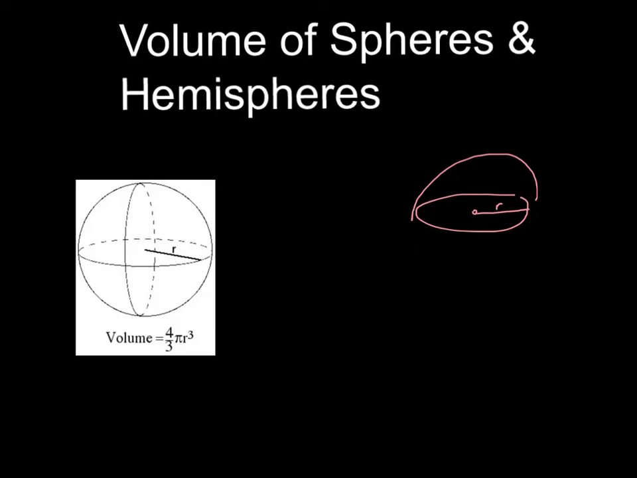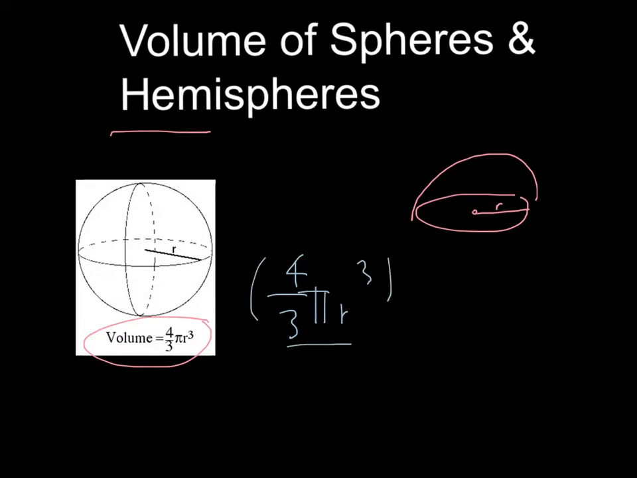Spheres and hemispheres are rounded three-dimensional shapes or rounded objects, so we are going to need the radius in these formulas. To find the volume of a sphere, you can see the formula is 4/3 of pi r cubed. A hemisphere, hemi meaning half, is half a sphere, so therefore the formula for the volume of a hemisphere is half of it. So 4/3 pi r cubed all divided by 2.